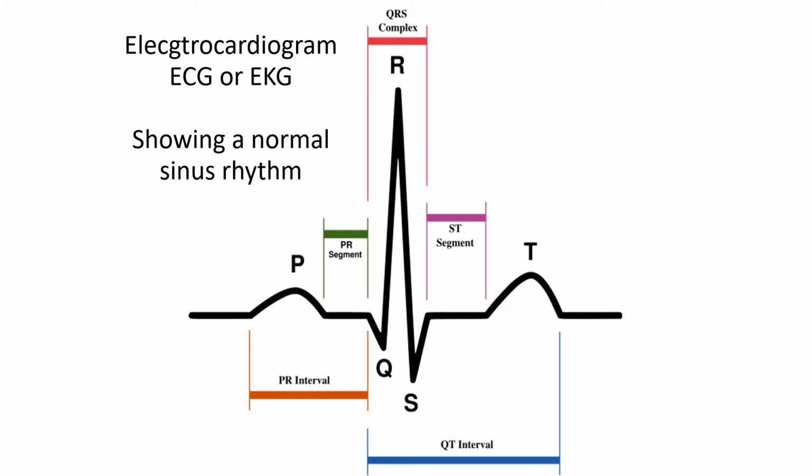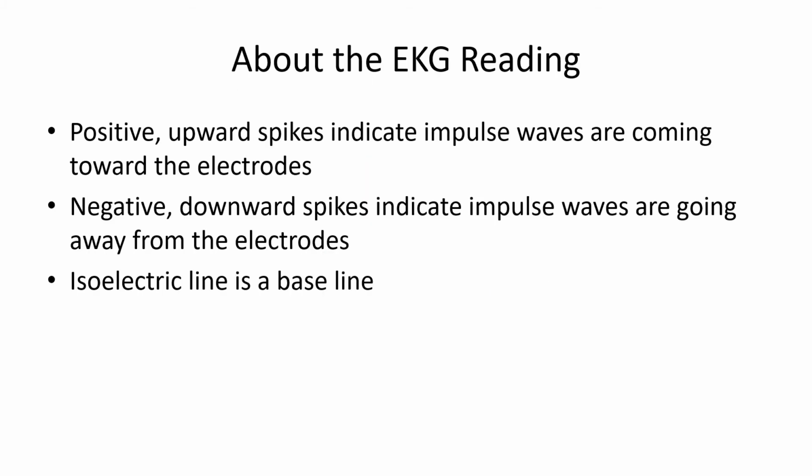Hey, if you can keep the letters of the alphabet in order, you've got part of your game covered here. P, Q, R, S, T, and there's even a U wave. That's the letters of the EKG that we're going to be taking a look at. Just a couple of things to note here about the EKG.